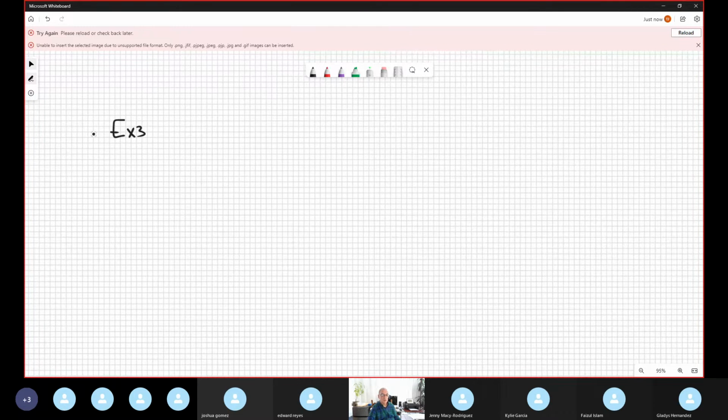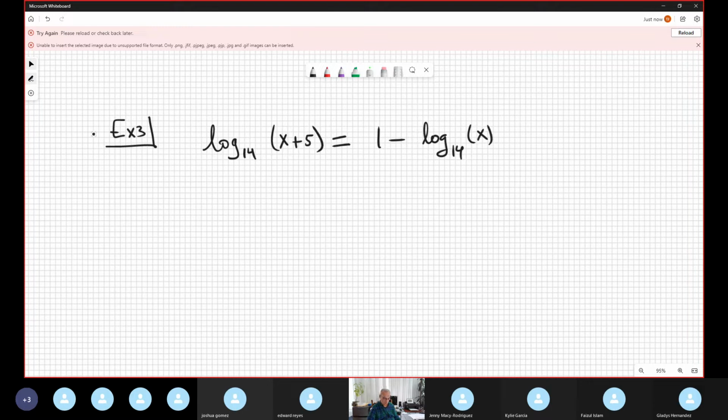Example 3 says: logarithm base 14 of x plus 5 equals 1 minus logarithm base 14 of x. Solve this equation for x. What should I do? I am confused in this example.